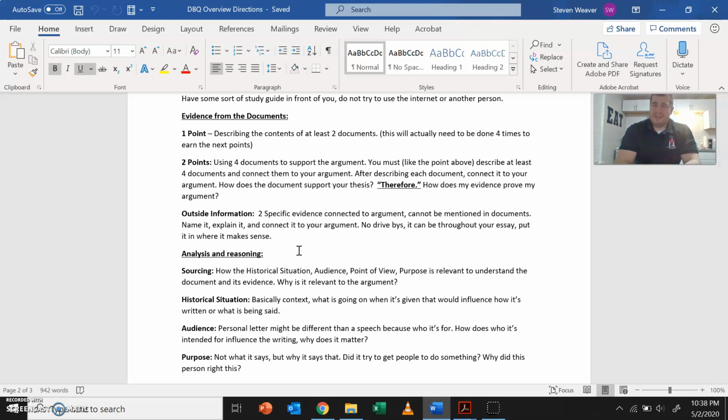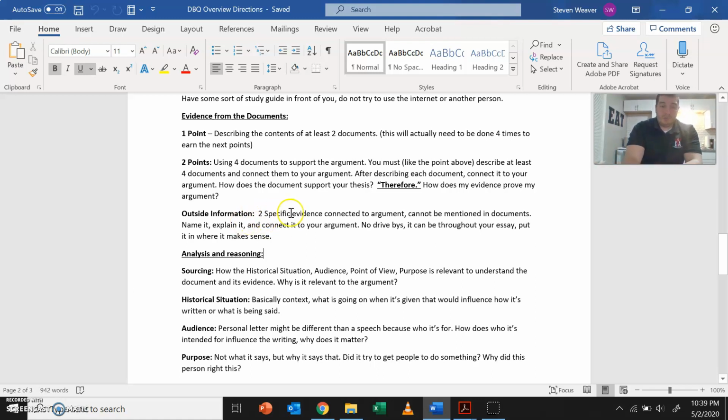So I like to use the term drive-bys, and I notice a lot of people doing these drive-bys in their essay. You cannot just say a piece of outside information. You need to say it, explain it, and then just like the documents, connect it to your argument. How does this evidence that you're providing relate to the argument that you're making? So the outside information can't be random. It has to be something that furthers your argument, whatever your argument or thesis may be.